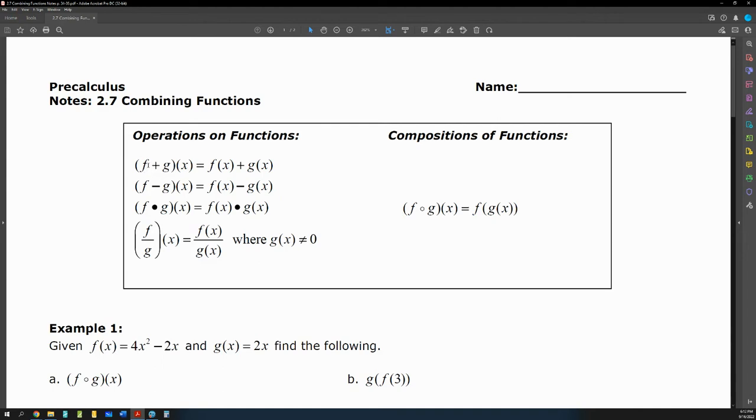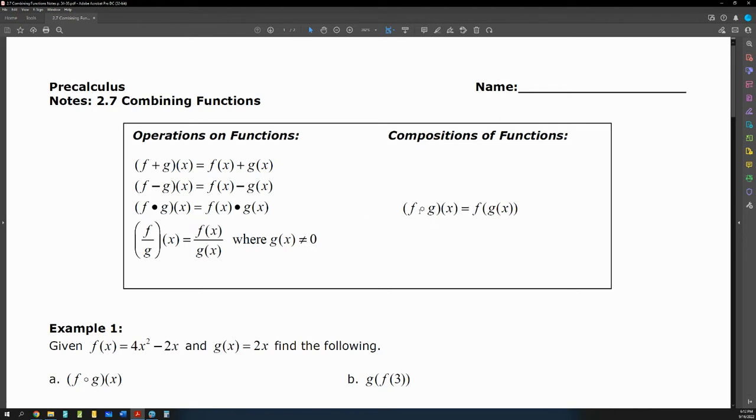If I have this notation f plus g of x, this is the same as f of x plus g of x. We simply add the expressions for f of x and g of x. Likewise, f minus g of x is equal to f of x minus g of x. We take the difference of the expressions. F times g of x, again, is the product of f of x and g of x. And finally, f divided by g of x is equal to f of x divided by g of x, given that g of x is not the constant function g of x equals 0.